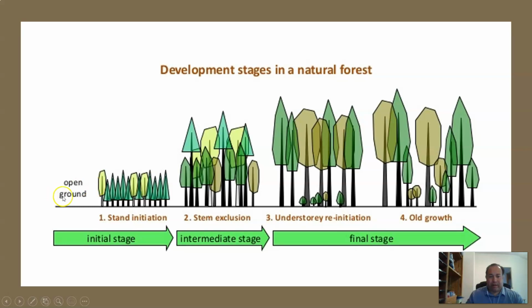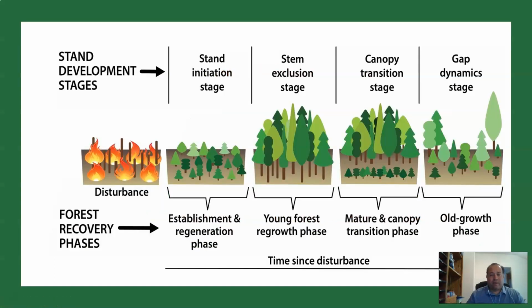And how do we get to open ground? Well, let's take it back to that idea of succession. We have some sort of a disturbance that happens that resets the pattern and allows us to then go through the pattern of succession again. So here's trying to put that idea of succession and stand development together. So we have our time since disturbance. So here's our disturbance. So we've just gotten past disturbance.